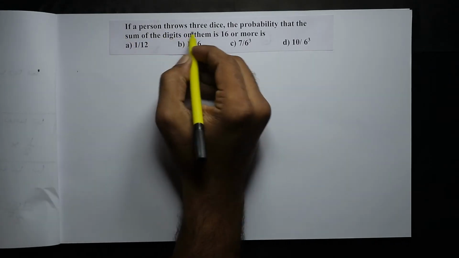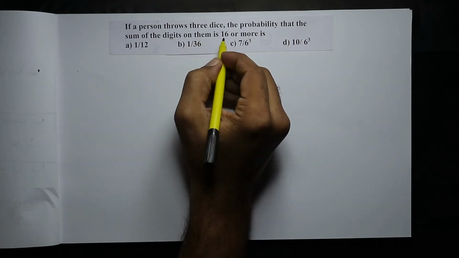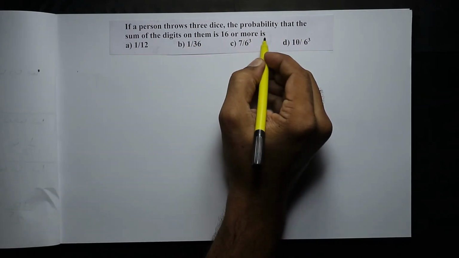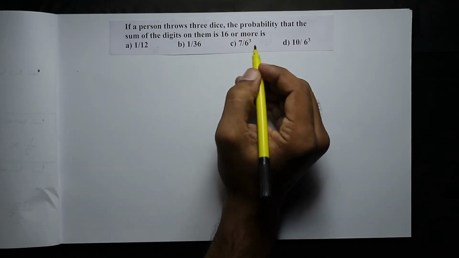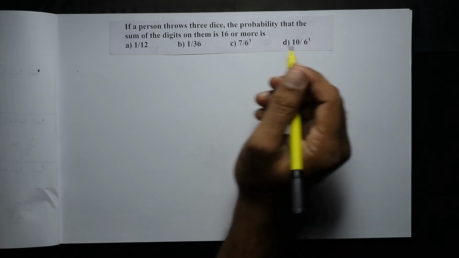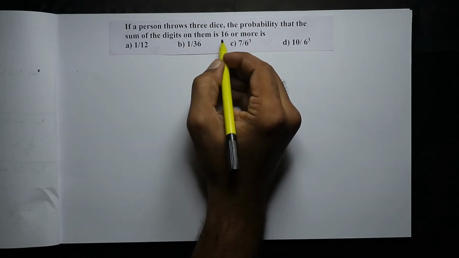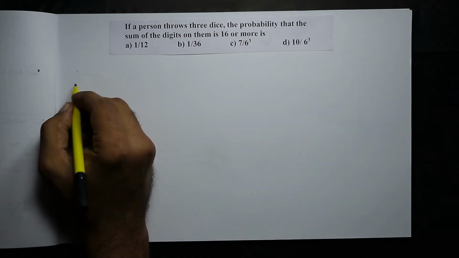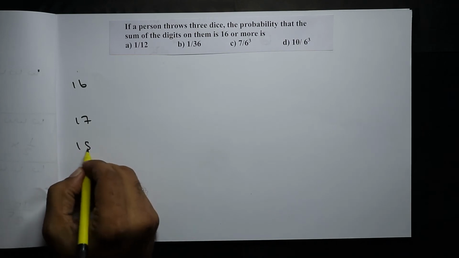If a person throws 3 dice, find the probability that the sum of the digits on them is 16 or more. 16 or more means you can have exactly 16 or 17 or 18. So we'll have to find the probability of each and add it up. That is at least 16. So you can have exactly 16 or you can have 17 or you can have 18.